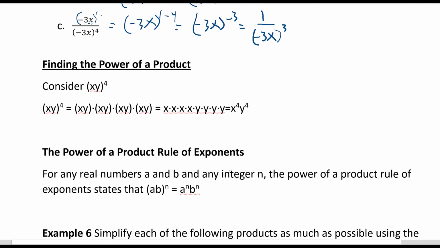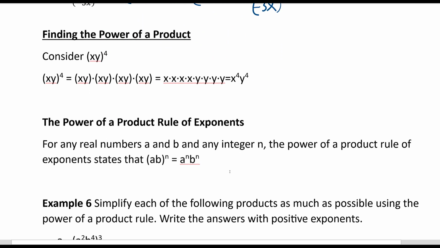Okay, finding the power of a product. If you have a product raised to a power, that's like xy to the 4th. You got 4 of these xy's. So that means 4 x's and 4 y's, so it's x to the 4th, y to the 4th.